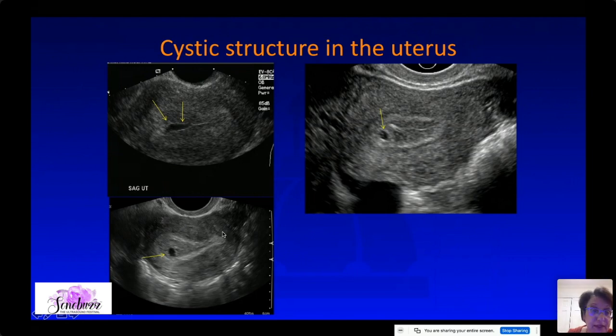Okay, so if you have a cystic structure in the uterus, it could be just fluid, or it could be early gestational sacs. This one, we don't see anything in there. This one, we see a little yolk sac.